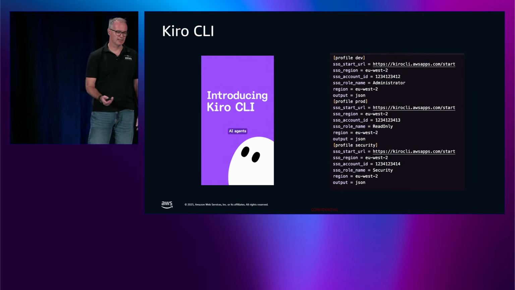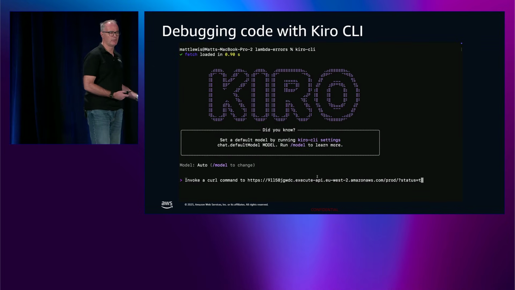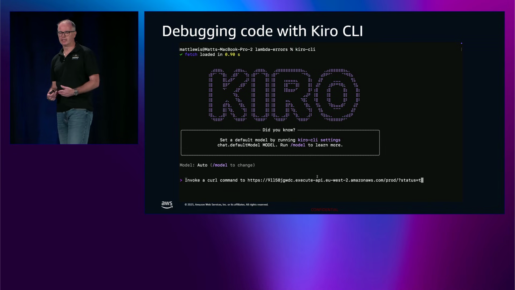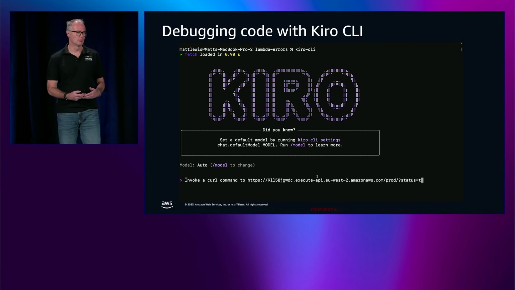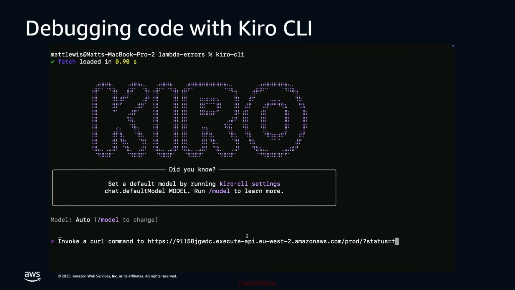So, trying to bring some of this to life, we've got one example where we have a code base open on our workstation, and we deliberately write a bit of code that's going to sleep when it gets executed and is going to cause a timeout. So we can go into Kiro CLI and ask it to invoke a curl command to that endpoint.